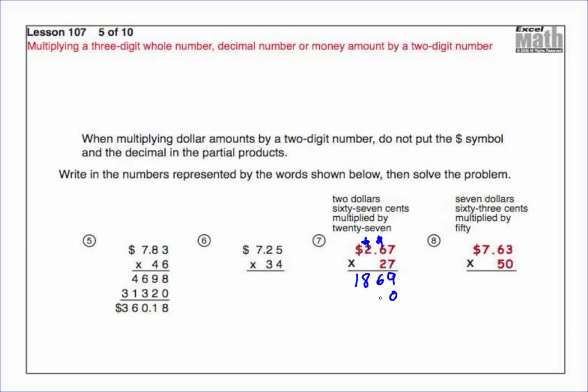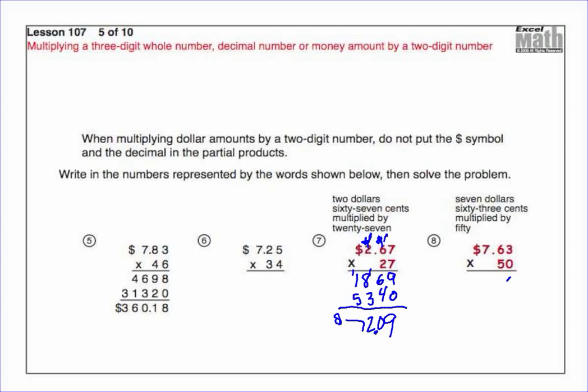7 times 2 is 14. Carry the 1. 6 times 2 is 12. Plus 1 is 13. Carry the 1. 2 times 2 is 4. Plus 1 is 5. And then we add them together. 9, 10. 9 plus 3 is 12. And 7. So the answer is $72.09.